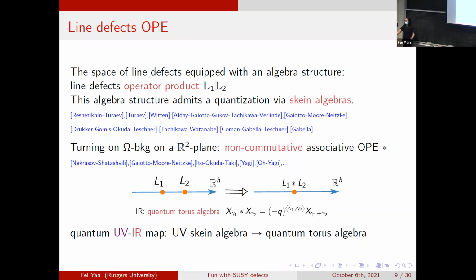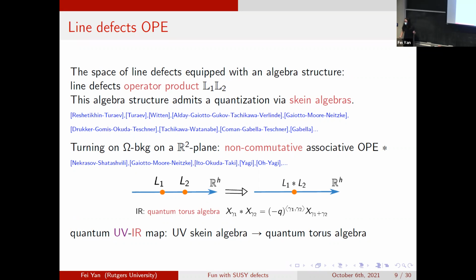So as we said here, both in the UV and IR, I have this huge space of line defects, which has some algebra structure, which further admits some quantization in terms of skein algebra. So if I want a so-called quantum UV-IR map, or in other words, I want to count those ground states with spin, I would like a map from the UV skein algebra to the infrared quantum torus algebra. And moreover, I want to preserve the OPE on both sides. So that gives you pretty strong constraints on what kind of map that could be.